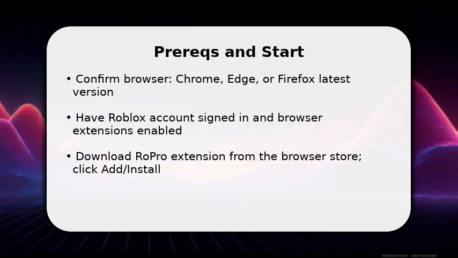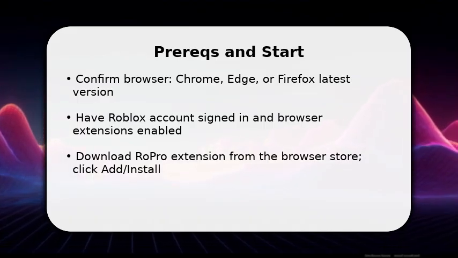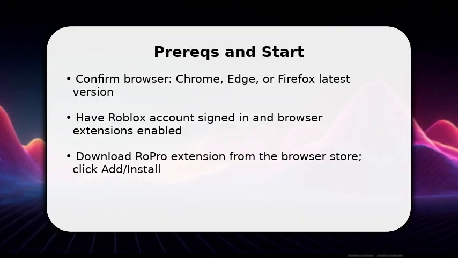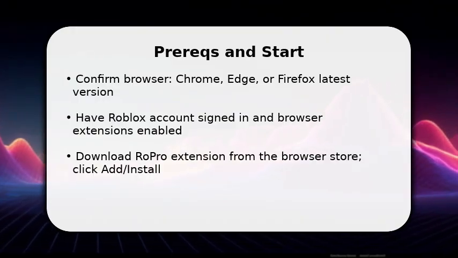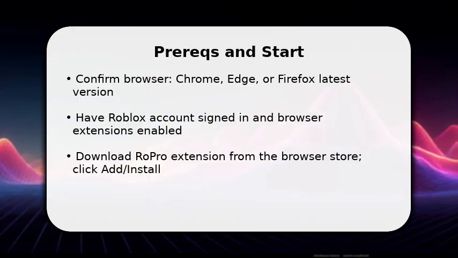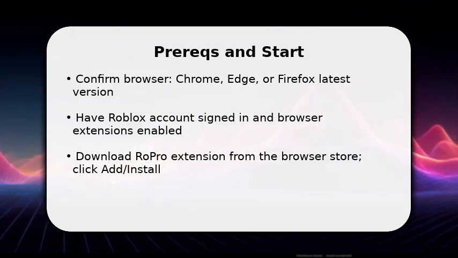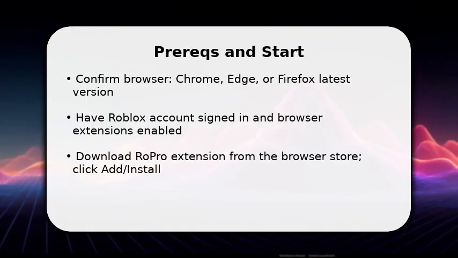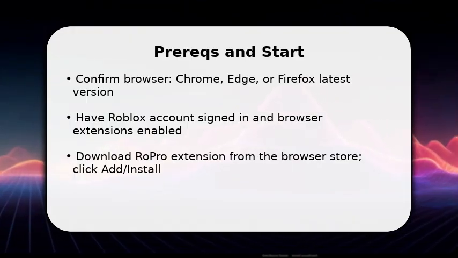Next, open the browser store, search RoPro, and click Add or Install. You'll see a brief permission prompt. Accept it to proceed. This initial step links the extension to your browser and account, so make sure to allow the requested permissions before moving to configuration.